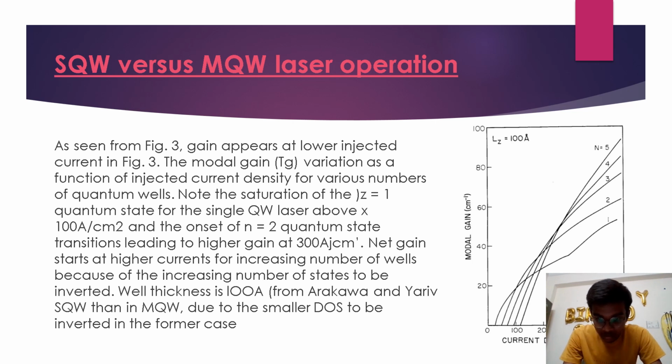of 300 per centimeter. Net gain starts at higher currents for increasing number of wells because of the increasing number of states to be inverted. Well thickness is 100 angstroms. From Arakawa and Yariv, SQW than in MQW, due to the smaller density of states to be inverted in the former case.